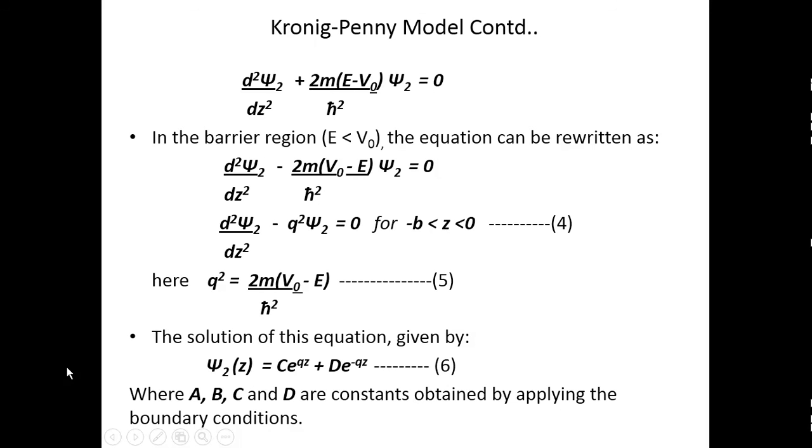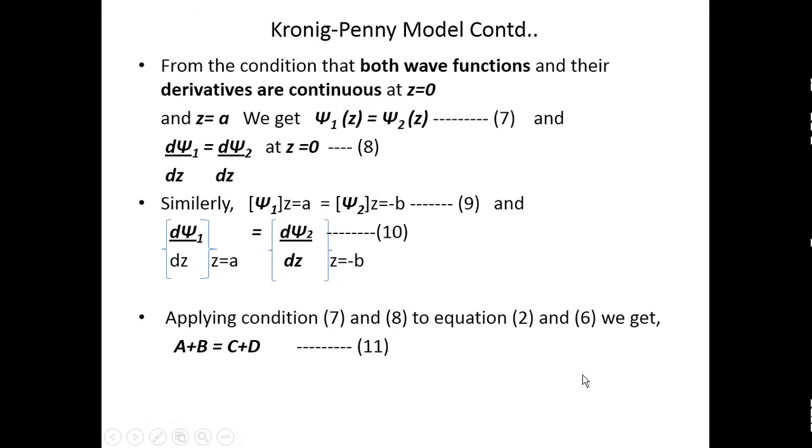And then A, B, C, what are these? A, B, C and D are the constants which represent the amplitude of the wave function. Okay. Now, from the condition that both the wave functions and their derivatives are continuous at z is equal to 0 and z is equal to a. And in this particular model, the wave functions are and its derivatives.